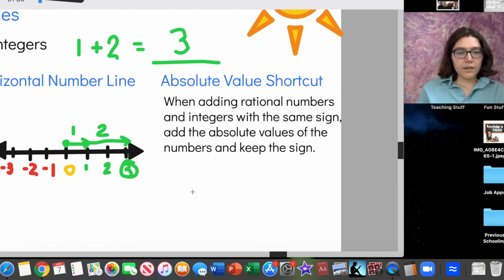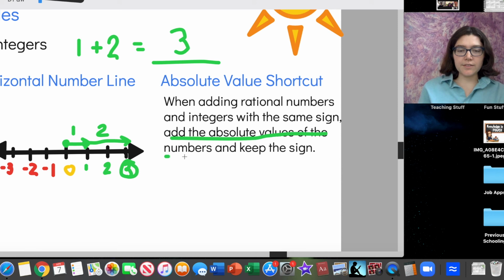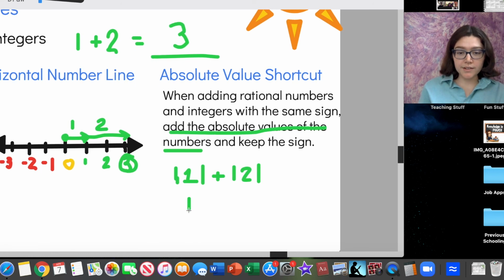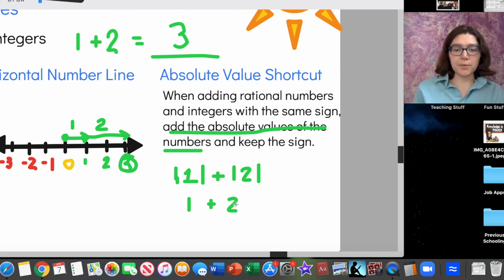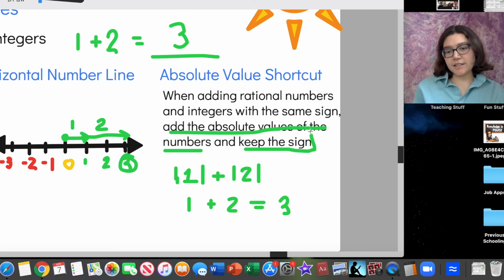Okay, so in this situation, we're going to add the absolute values of the numbers we have. So we're going to do the absolute value of 1 plus the absolute value of 2. Let's figure that out first. The absolute value of 1 is 1, and the absolute value of 2 is 2, because the absolute value is just our distance from 0. It's always going to be a positive number. Okay, so what's 1 plus 2? That is equal to 3. So that means, of course, that 1 plus 2 is equal to 3. And here we kept the sign. Since 1 and 2 were both positive, our number stays positive.